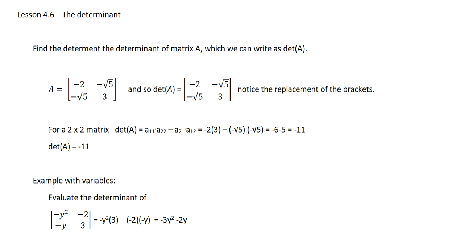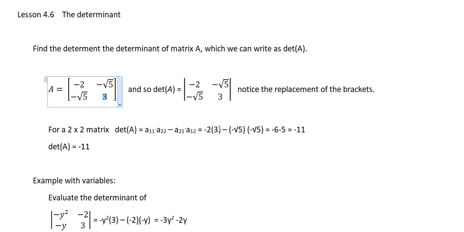For a 2 by 2 matrix, the determinant of a matrix A is going to be the product and the difference of its elements in a particular order. Let's go ahead and take a look at this. What we're going to do is minus 2 times 3. So we're going to take a diagonal this way, minus 2 times 3. And then we're going to subtract that when we take the product of minus the square root of 5 times the minus the square root of 5.